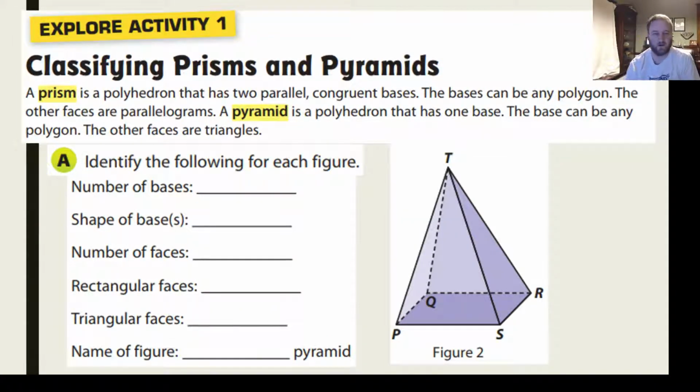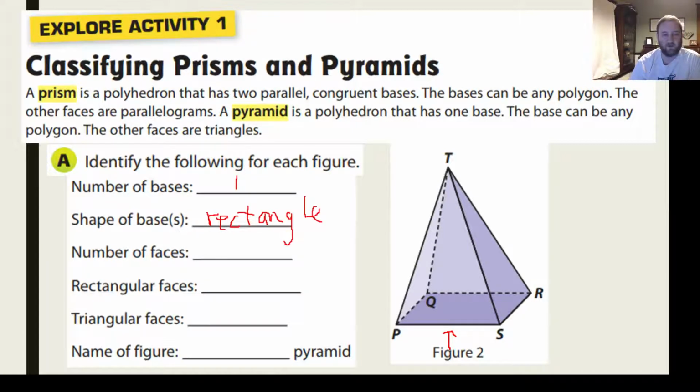Okay, here we've got our next figure. This is a pyramid now. So how many bases are there here? Well, I just count 1 on the bottom here. So there's just 1 base. The shape of that base, again, what do you think the shape of this base would be? You might think square, but it could be a square, it could be a rectangle. We don't know for sure if it's a square or not, so we're going to say it's a rectangle.